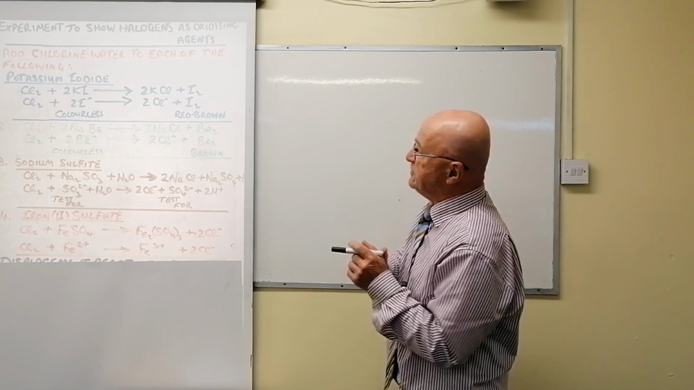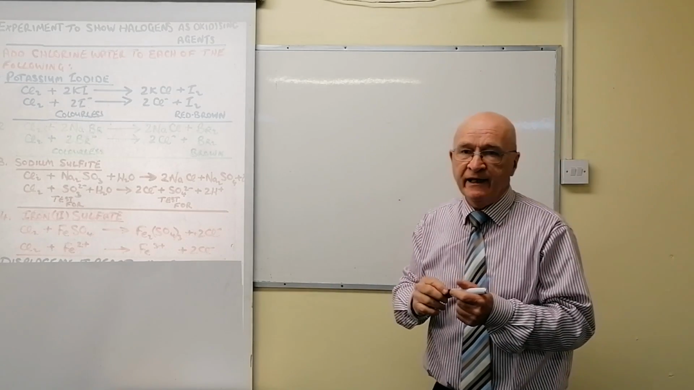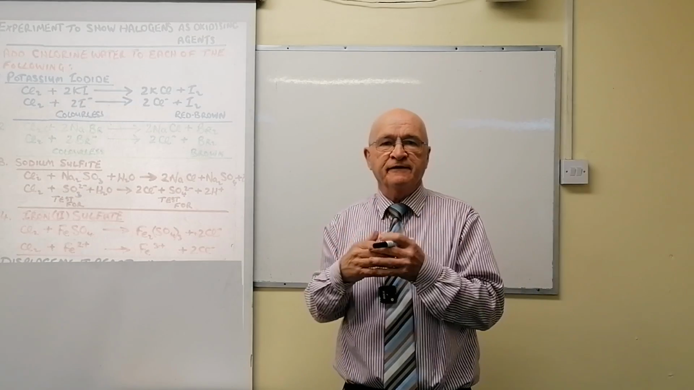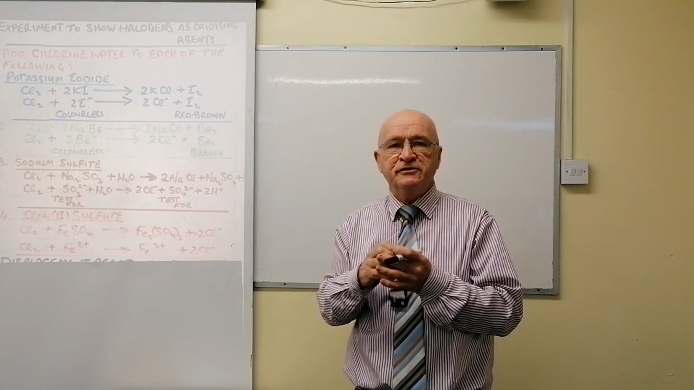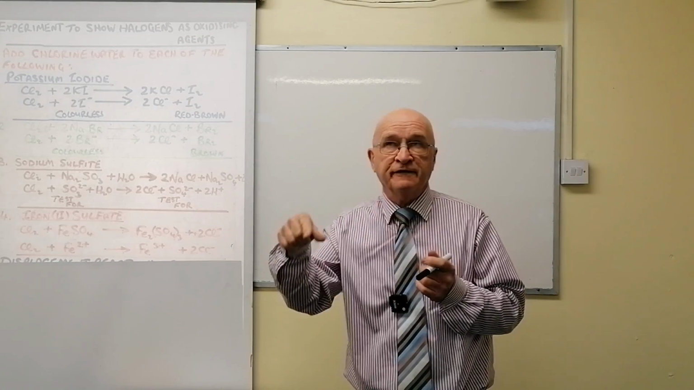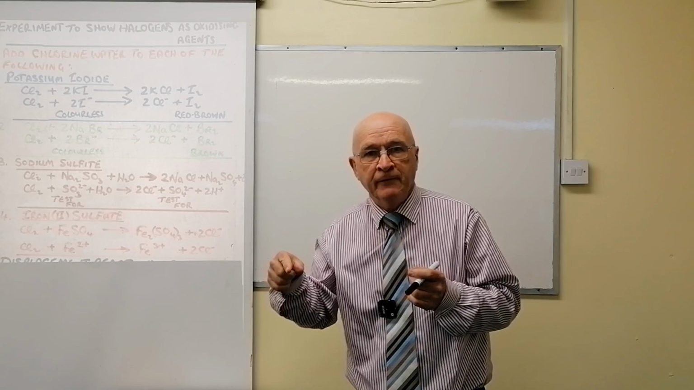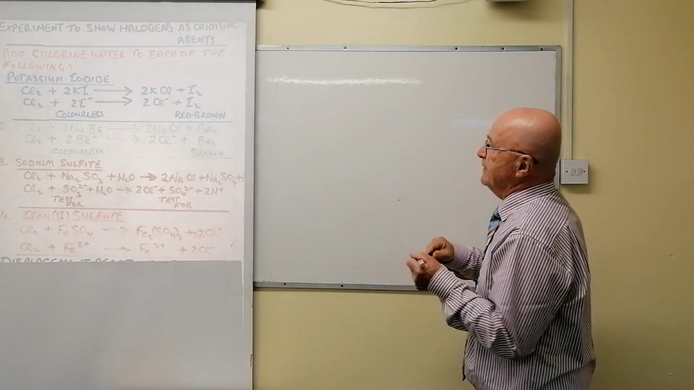An experiment to show halogens as oxidizing agents. Halogens love to gain electrons. That means they're easily reduced, so they're excellent oxidizing agents. Now, please, you need to think that through. That's very important.